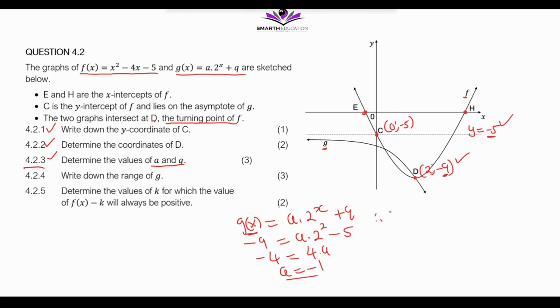Therefore, g of x is equal to -2 to the power x minus 5. a is equal to -1 and q is equal to -5.